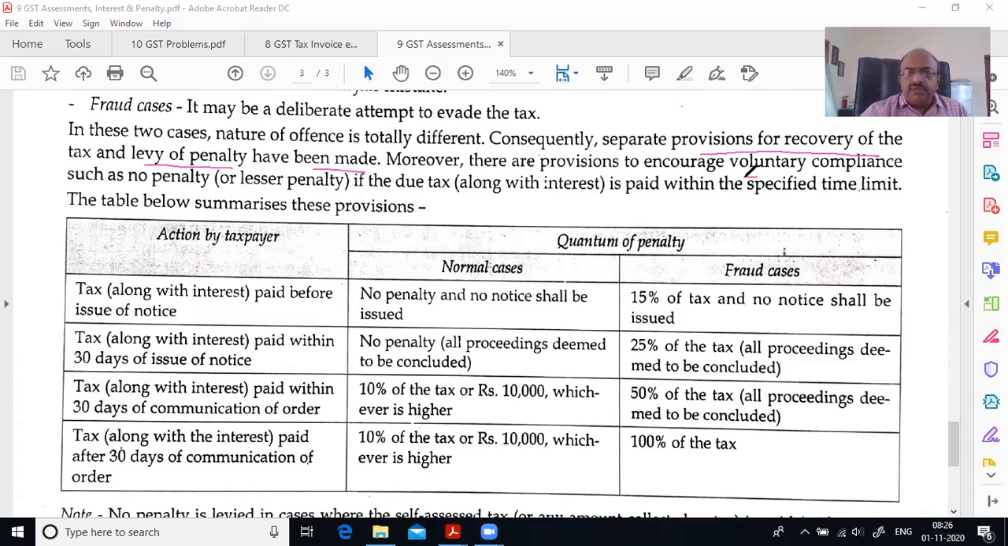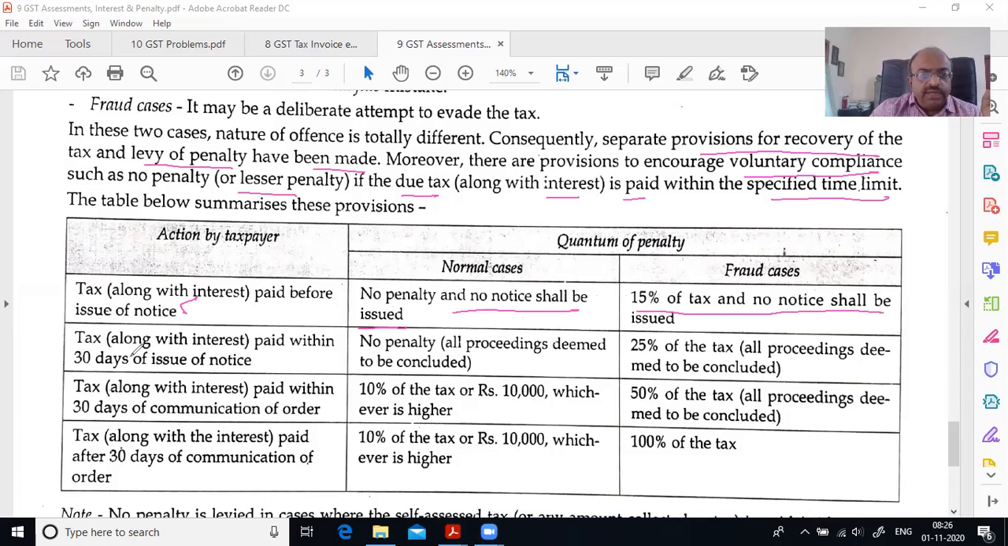Moreover, these provisions are to encourage voluntary compliance, such as no penalty or lesser penalty if the due tax along with interest is paid within the specified limits. That means if the amount is paid, this will be withdrawn. So tax along with interest paid before the issue of notice. If it is paid before the issue of notice, that is, we know they have been discussing and they are demanding it, but they have not issued the notice. No penalty. Normal case, no penalty shall be levied. But if it is fraud, then you have to pay 15% of tax and no notice shall be issued. So the problem is, if you have made a mistake and you are accepting it and you're paying it, no problem.